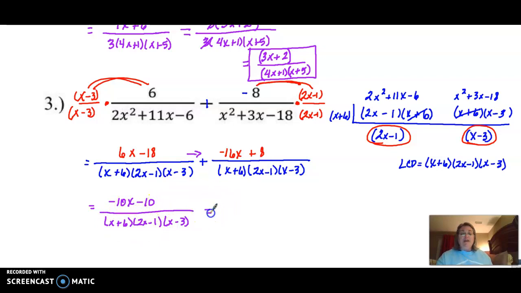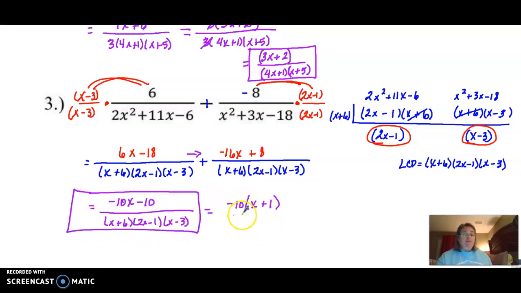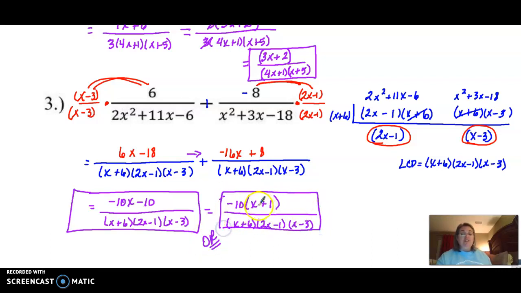Now, this top will factor. Notice I could take out even a negative 10, and that would leave me with an x plus 1. But if you notice, nothing is going to reduce from here. So it is perfectly fine if you leave this the answer. If you factor it and you go ahead and you write your x plus 6 and your 2x minus 1 and your x minus 3, that's fine, either one, so it doesn't matter. Either answer is good. But if it does factor and reduces, you must reduce it.